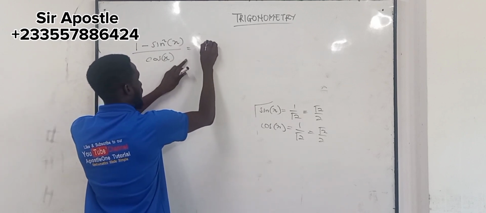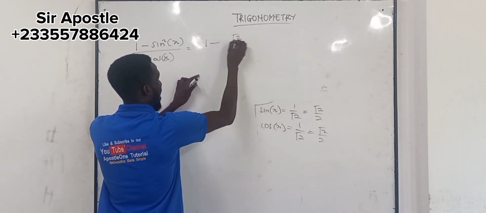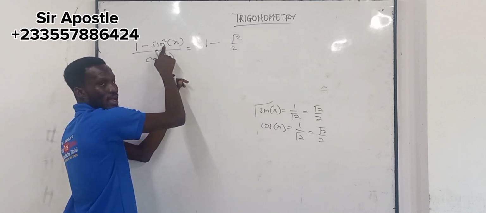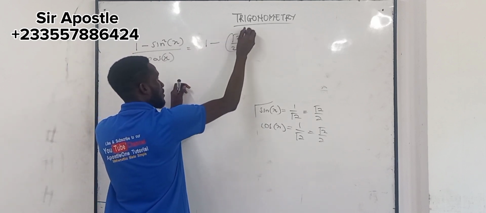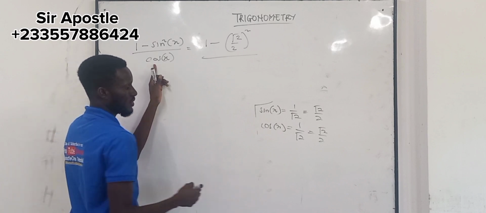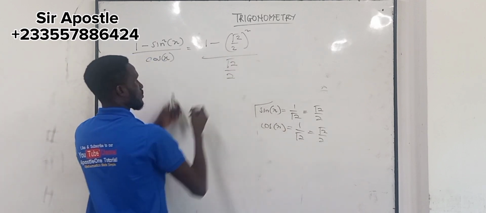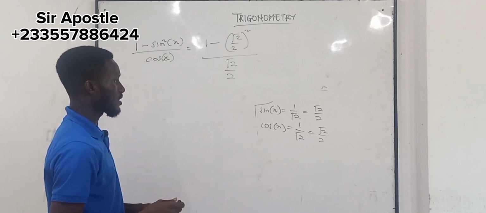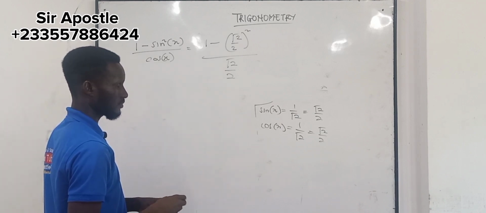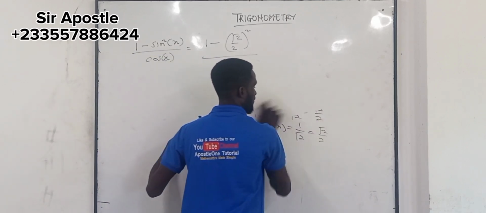Now, so we have 1 minus sine. Sine is root 2 out of 2, and it is squared, so I have to square this one. Now divided by the cos. What is cos? Cos is root 2 out of 2. So I can write it like this. Now let me clean this one.